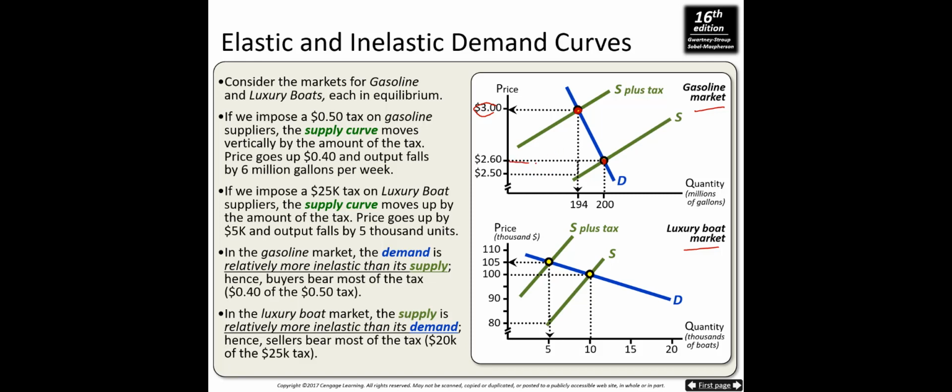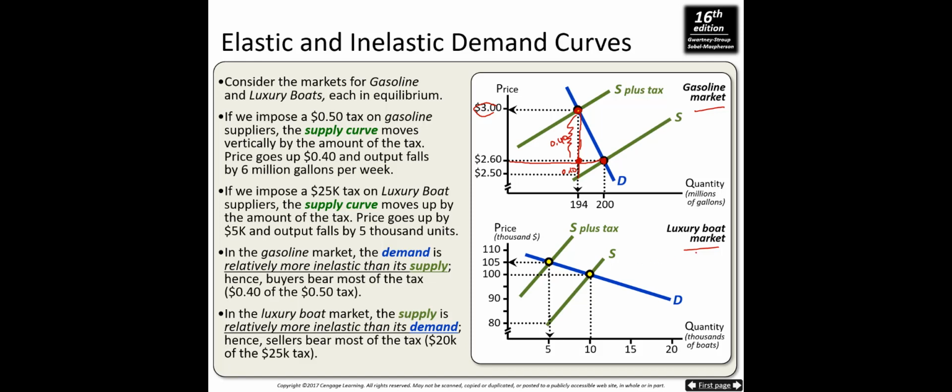First, find this equilibrium price right here. And anything above here to the demand curve is paid by the buyers. So from $2.60 to $3.40. Hmm, and anything from here down to the supply curve is paid by sellers, which is from $2.60 to $2.50, 10 cents. So 10 cents of the tax is paid by sellers and 40 cents is paid by buyers. Total tax is 50 cents.